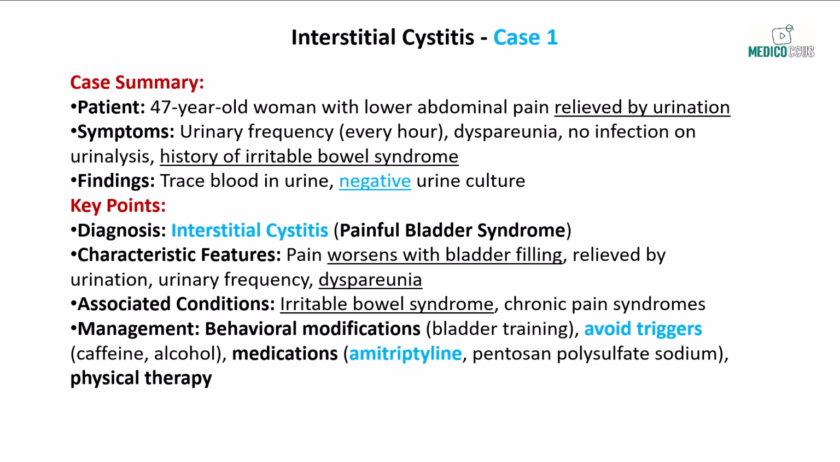In cases of acute pain exacerbations, analgesics are often used for symptom control. Additionally, physical therapy may also play a role in managing pain and improving bladder function.